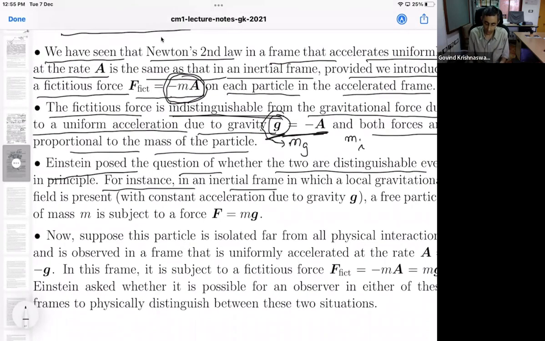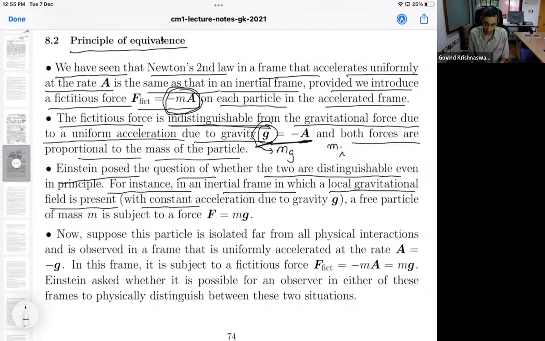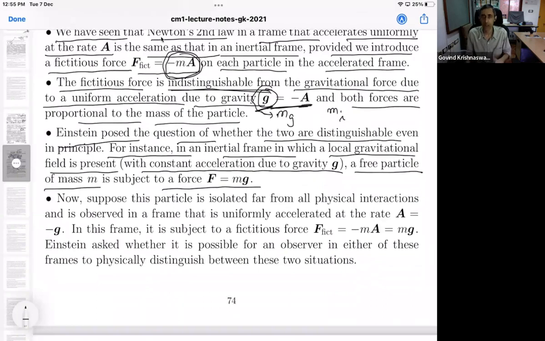For instance, in an inertial frame in which a local gravitational field is present with constant acceleration due to gravity g, a free particle of mass m is subject to a force F equal to mg. We want to compare these two situations, namely a force on a particle due to a uniform gravitational field on the one hand, and the force that a particle fictitiously feels because the frame itself is accelerated. We already noticed that they are very similar when appropriately transformed, namely by taking g as minus a.